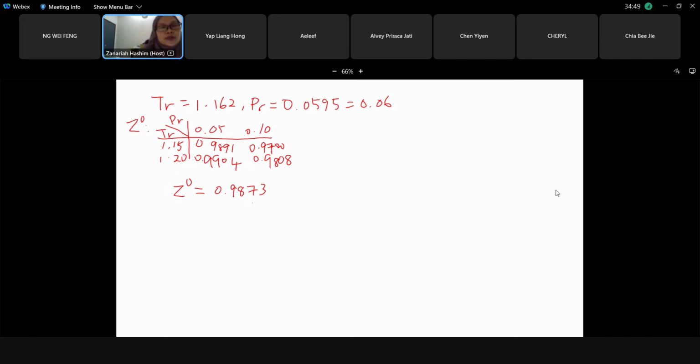Okay, so you repeat the same thing with Z1. Again you have to find the range of PR and TR. This is 0.05, this is 0.10, and here is 1.15, and this is 1.2. So you take the reading for Z1.